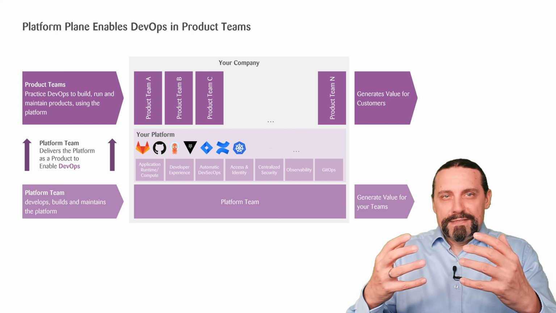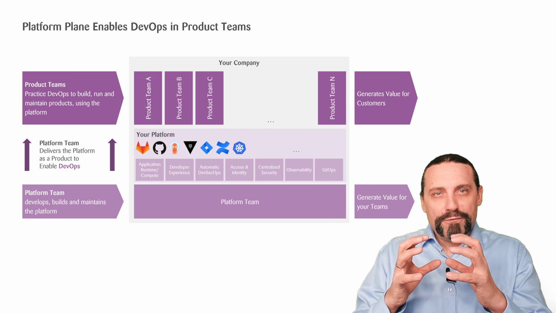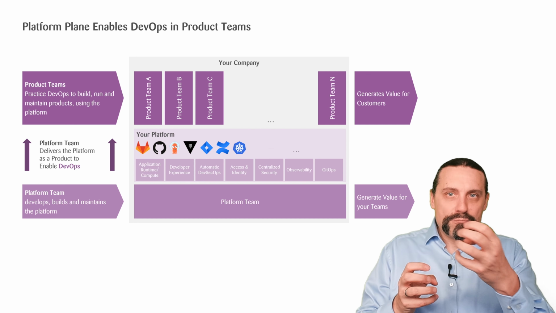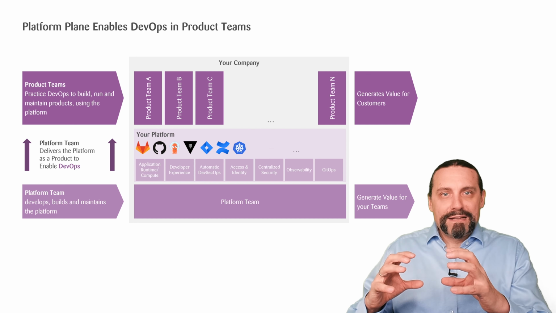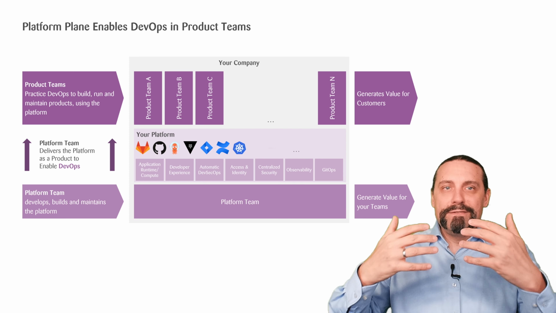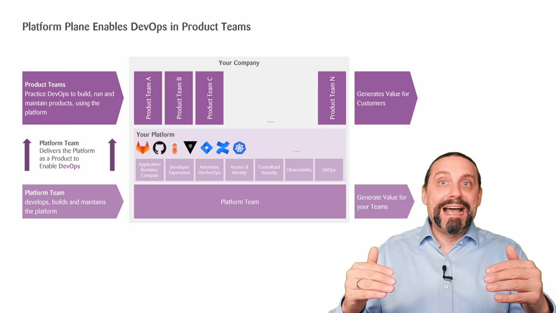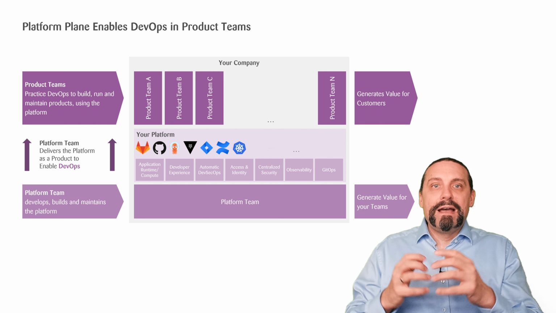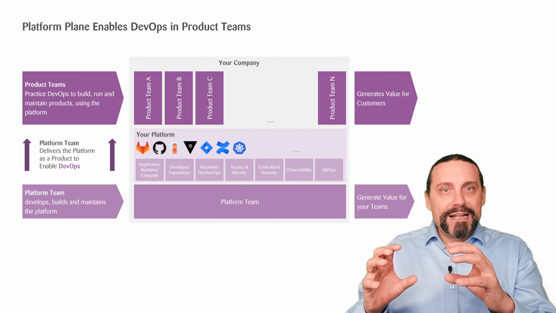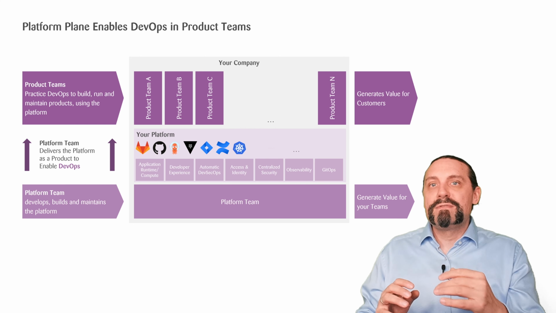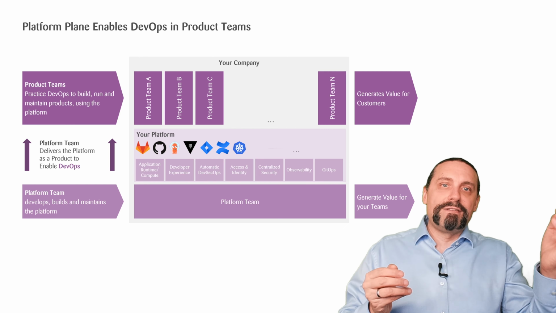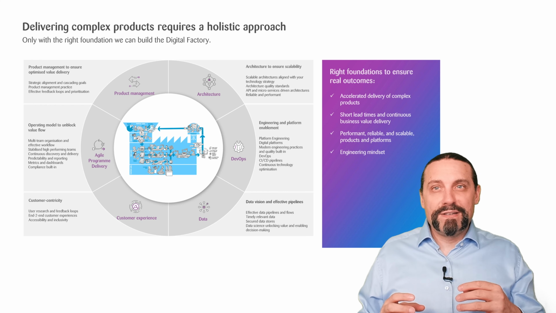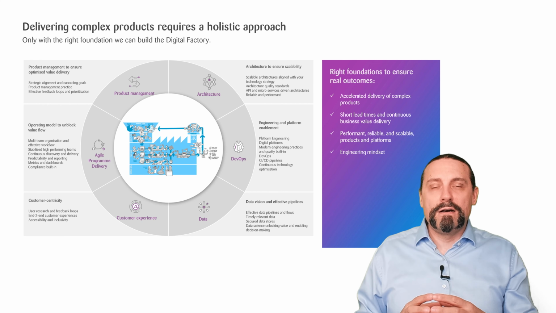As you can see, with this approach, the product teams can focus on "you build it, you run it" on their products, and the platform team can focus on delivering this platform as a product to the product teams. And you see that the platform team generates value for the teams, while the product teams generate value for the customers. Creating such a digital factory requires a holistic approach.